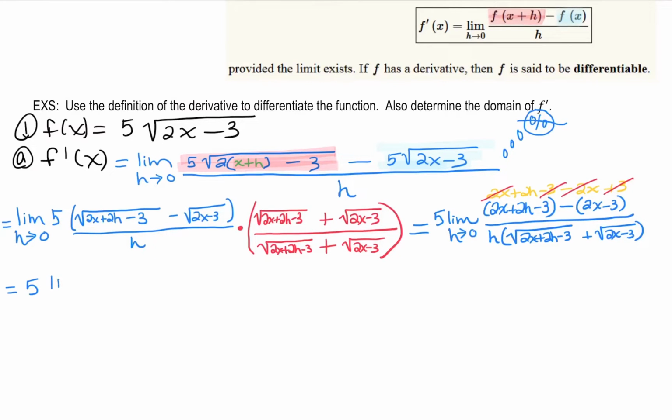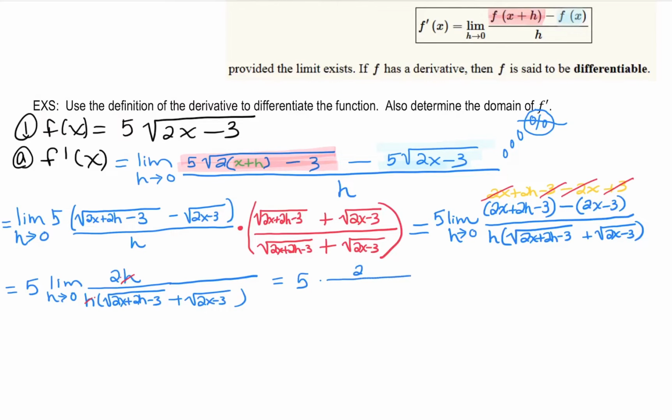5 times our limit as h goes to 0 of, in the numerator, the only term that's left is the 2h. And in the denominator, it's more of a pain to just rewrite it than anything, but it's the h times the product of the binomial of those two radicals. And so now, and not a moment before, but now, because I have a product, I have 2 times h over h times that binomial, now I can reduce my h over h. And so this is your prompt. Hopefully you're getting better with recognizing that from all of our limit work. That's our prompt that we can now look at reevaluating the limit, letting h go to 0.